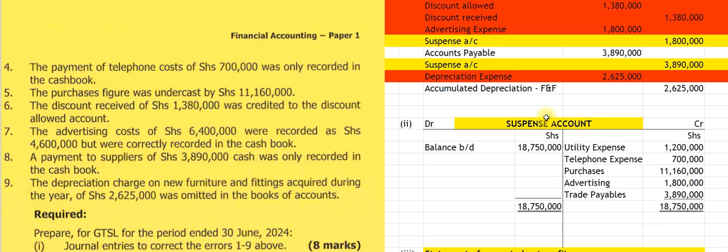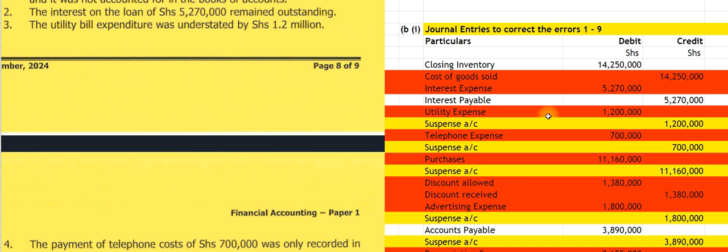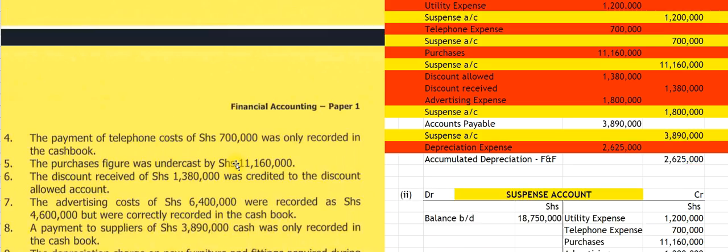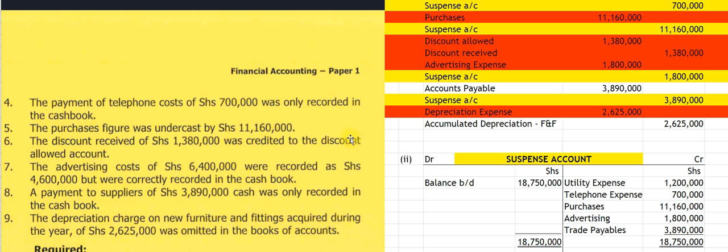Then which other errors do we have? I think I should first list those that are going to increase our profit. Discount received will also increase our net profit. We have made a credit to the discount received account. Discount received of shillings, this was credited to the discount allowed account. An entry was made in the discount received account of shillings 1,380,000. Yes, the profit was increased.